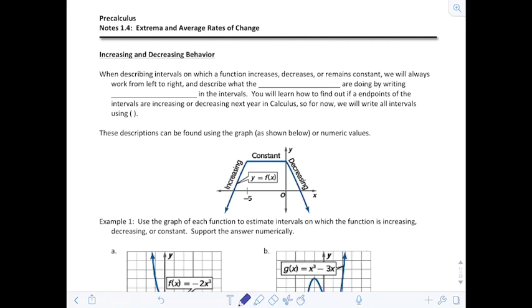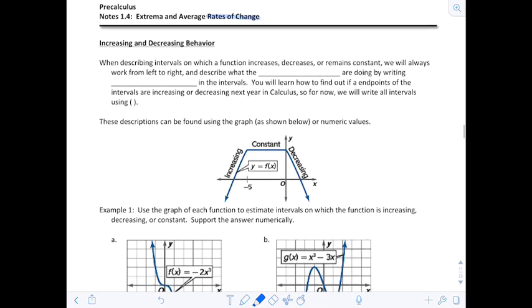Okay, so notes 1-4, Extrema and average rates of change. This is going to be very similar to what you talked about in Algebra 1 when you talked about rates of change, and with a linear function you had a constant rate of change. We're going to be looking today at curved things that, over time, or the changes in x value, have an average, not a constant, but an average rate of change.